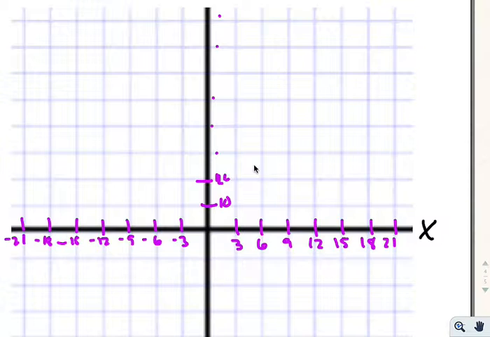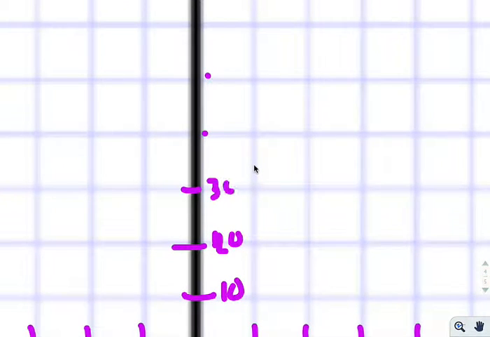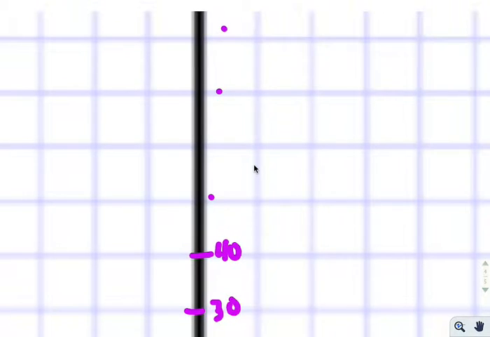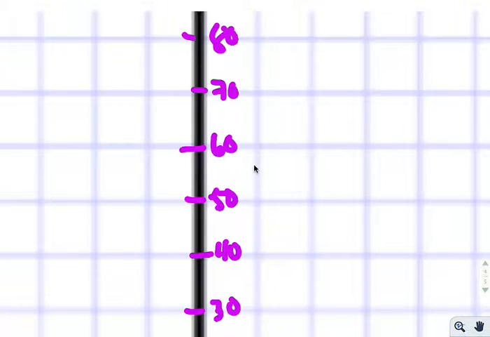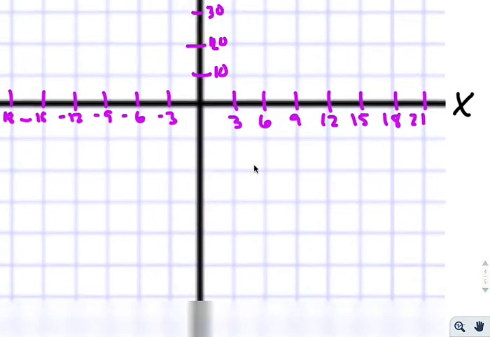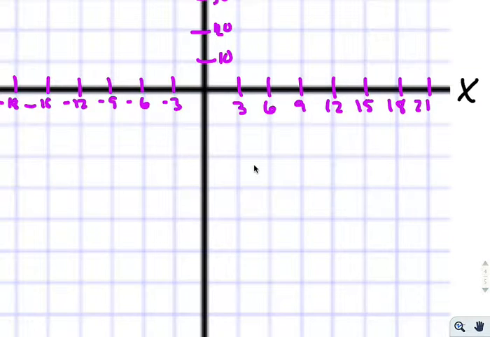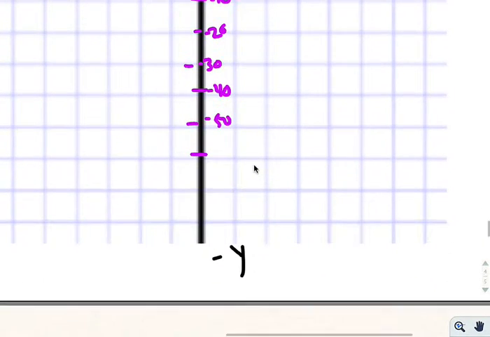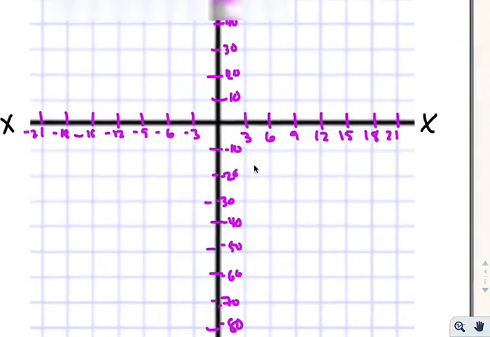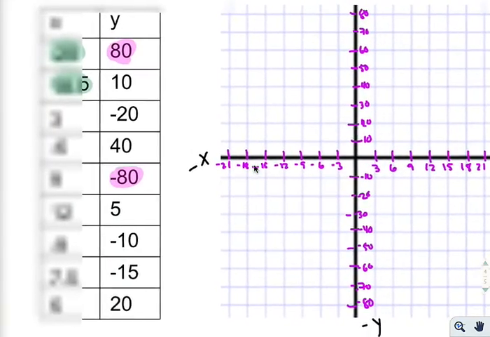So let's lock it in. 10, 20, 30, 40, 50, 60, 70, and 80. Now we have a little bit of room on top of the graph, which is pretty good. Let's go ahead and do our labeling on the bottom. That's -10, -20, -30, -40, -50, -60, -70, -80. You don't necessarily have to label every tick mark, but I'm going to, just so you guys have a clear sense of how I'm picking these numbers.